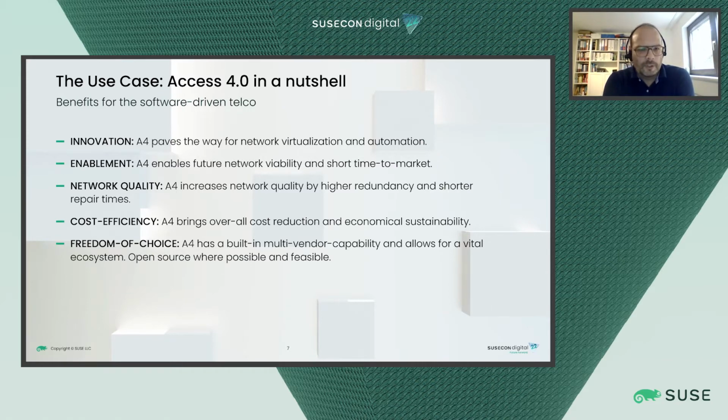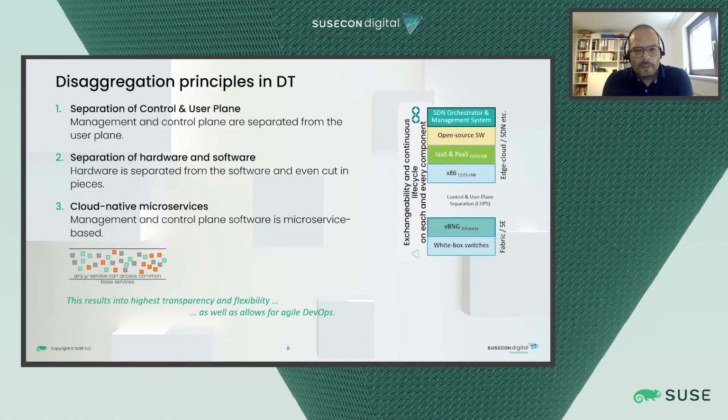Subsequently, the network quality will increase because we have much higher redundancy and much shorter repair times if we have issues in software and hardware. And this also brings the costs down. It reduces our costs and makes it more sustainable in the future for us to provide new features and new services to our customers. And at the end, this breakup also gives us a high level of freedom to choose the best-in-class vendor and have a multi-vendor environment. For example, on the software side, it allows us, where it's possible and feasible, to use open source software.